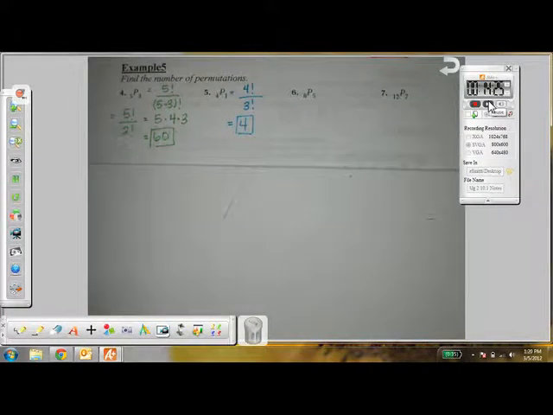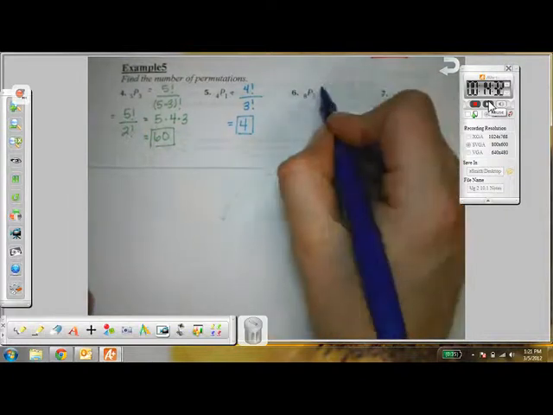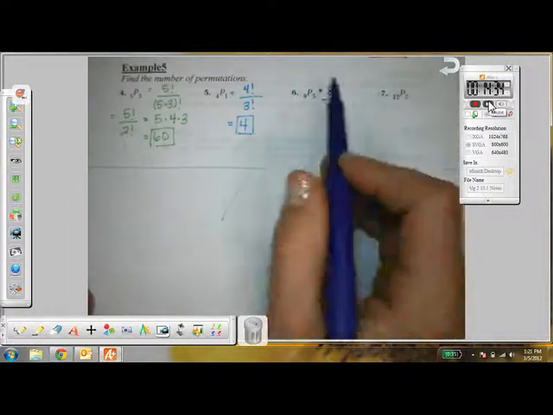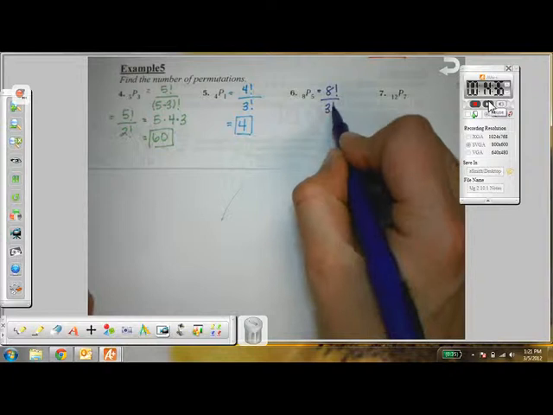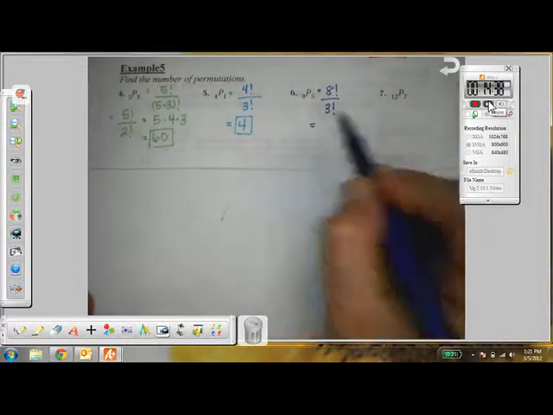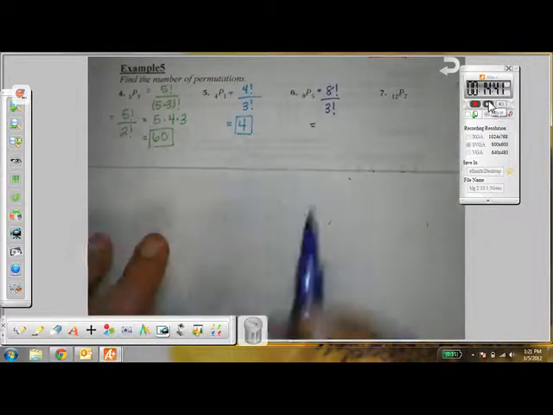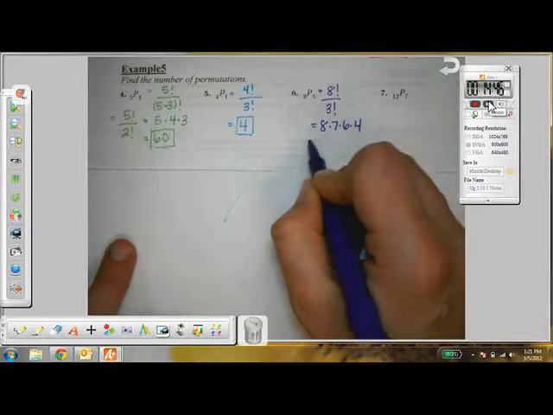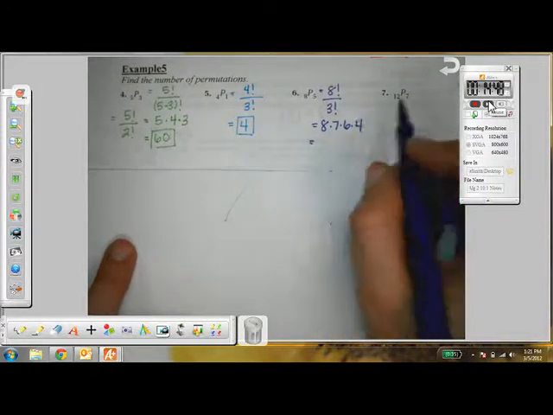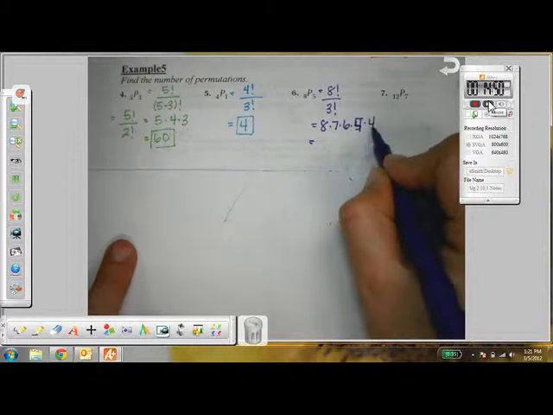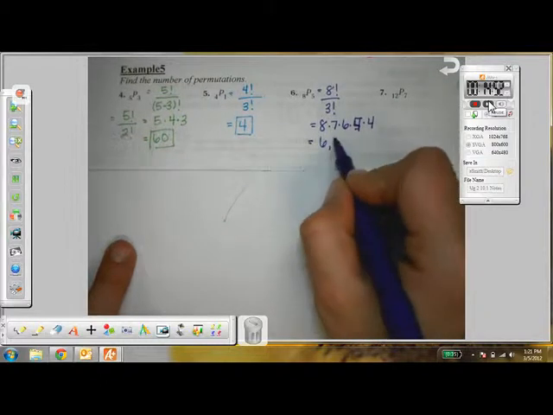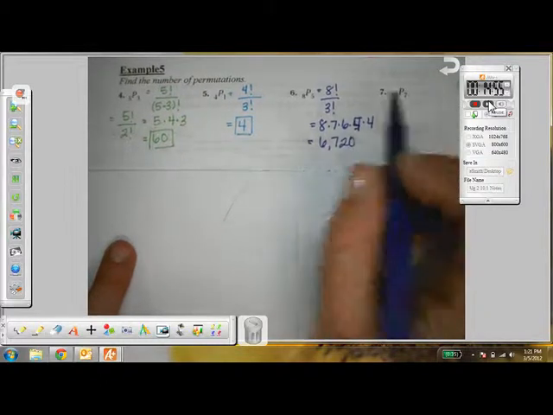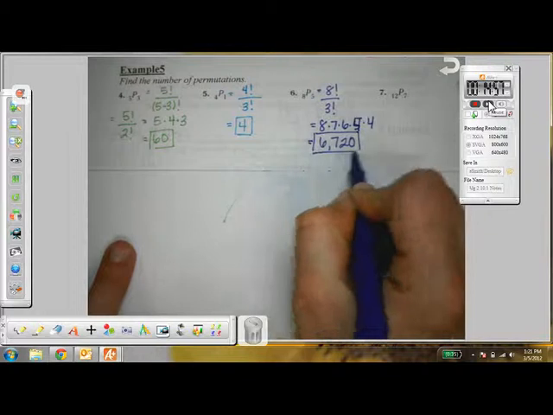Okay, number 6 is 8 permutated 5 times, so that's 8 factorial over 8 minus 5, which is 3 factorial. So I know that 3, 2, and 1 will cancel. So this is going to be 8 times 7 times 6 times 5 times 4, which gives me 6,720. Yes?